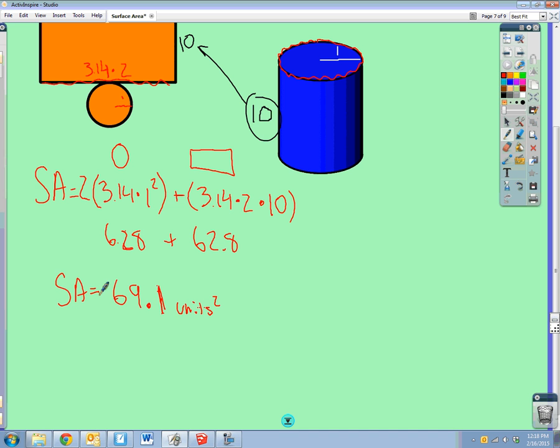Now I will write down a formula for this one. This one has a slightly nicer formula than all the other ones. If you want to use this formula for the surface area of a cylinder, you'd have 2 circles, pi r squared, plus you'd have the rectangle, which is pi times the diameter times the height of the whole prism. So you can use that formula if you'd like.